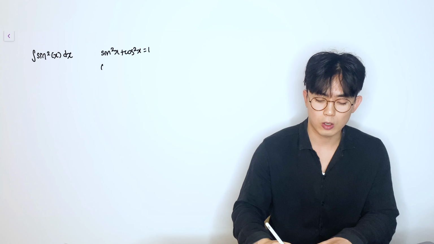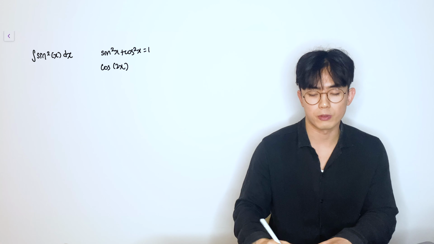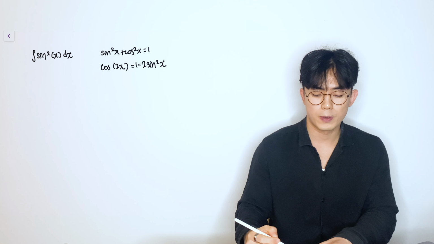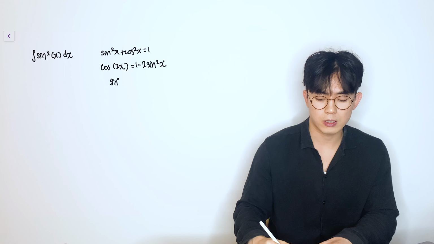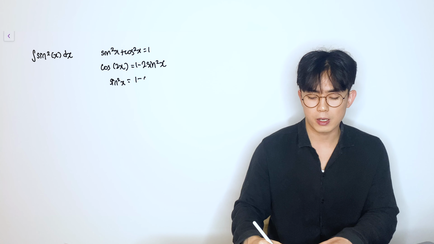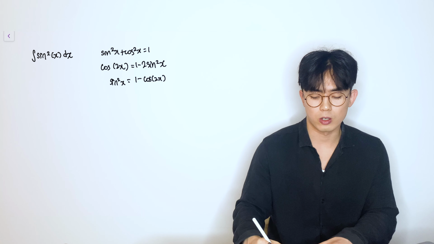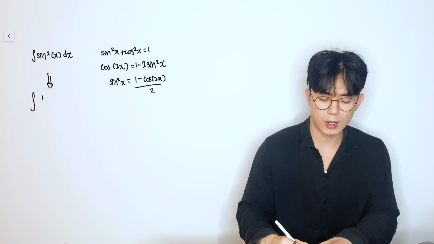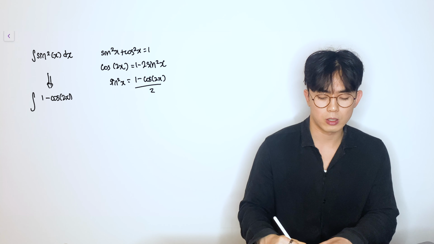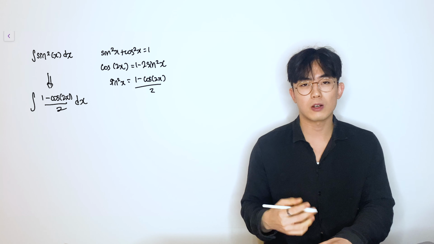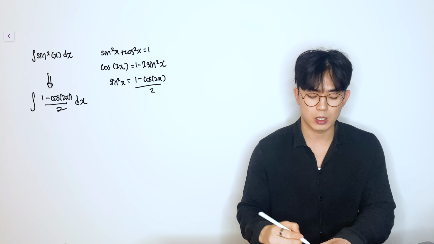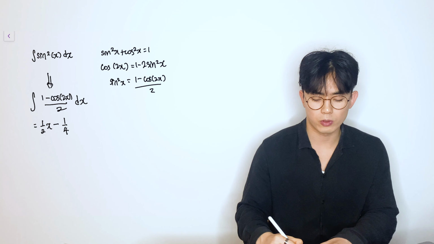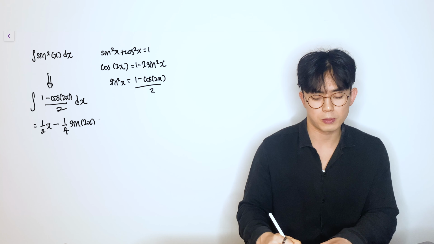What I can use instead is the cos 2x, or double angle formula, because this is equal to 1 minus 2 sine squared x, which I can rearrange as sine squared x is equal to (1 minus cos 2x) over 2. So all I have to do now is integrate (1 minus cos 2x) divided by 2. And we can now integrate cos 2x, so this would be 1 over 2 x minus 1 over 4 sine 2x plus c.